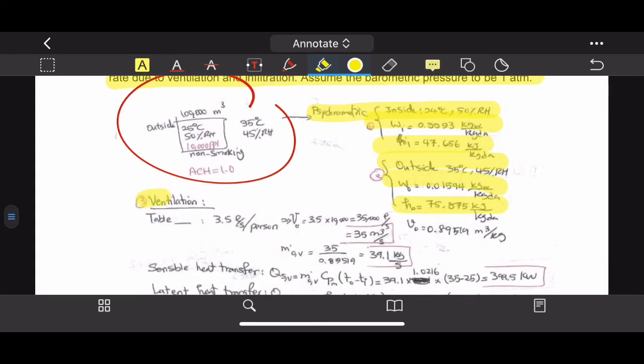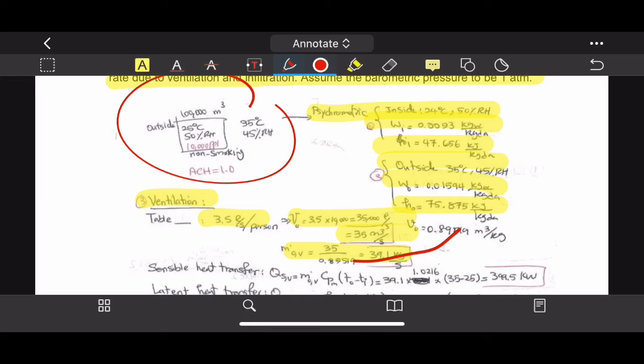Alright, so ventilation, as a table should be given to you, is 3.5 liter per second per person, equals V naught. So 3.5 times 10,000, because there are 10,000 people going to be there, is around 35,000 liter per second. Change to meter cubed per second, divide by 1,000, you get 35. And from there you get your m_a, which is 35 divided by 0.859. So you can get this from here.